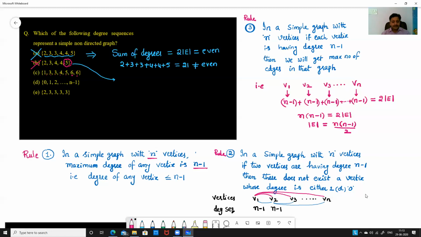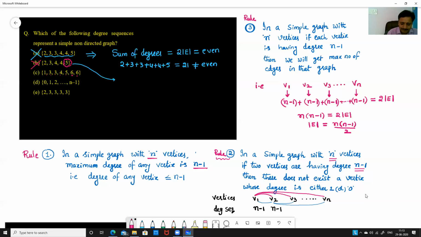Also, the total number of vertices is 7, and the maximum degree of any vertex is only 6. That condition is satisfied. But can I say it is a simple graph? No, we cannot say immediately. We have to verify all possibilities. Now, please understand this very important point. According to rule number 2, in a simple graph with n vertices, if 2 vertices have degree n minus 1, then there does not exist a vertex whose degree is either 1 or 0.